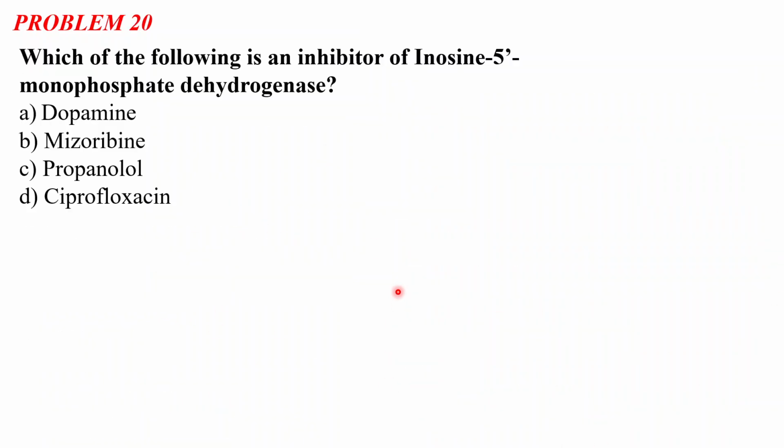Okay. Now, the last question of today's session says, which of the following is an inhibitor of inosine 5' monophosphate dehydrogenase? Your options are A, dopamine, B, mizoribine, C, propranolol, D, ciprofloxacin. Which of the following is an inhibitor of inosine 5' monophosphate dehydrogenase? Dopamine, mizoribine, propranolol, or ciprofloxacin? Let me know A, B, C, or D. Which of the following will be the correct answer?